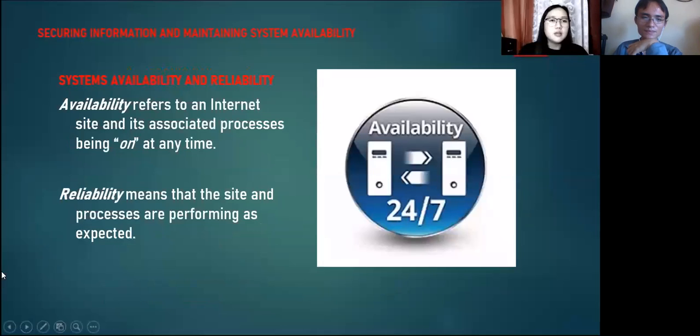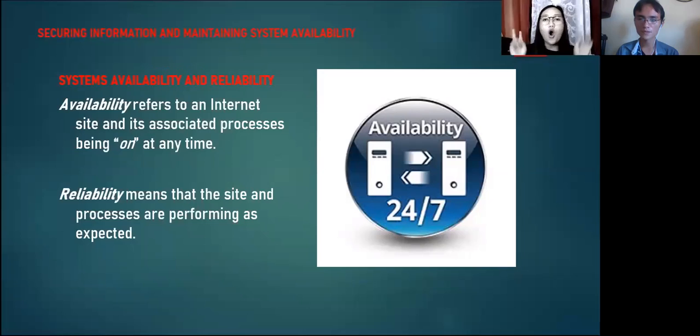Maintaining system availability. Availability refers to an internet site and its associated processes being on at any time, while reliability means that the site and processes are performing as expected.